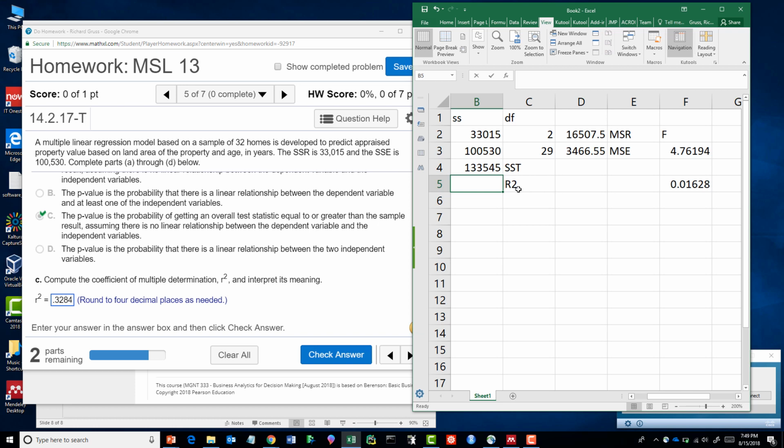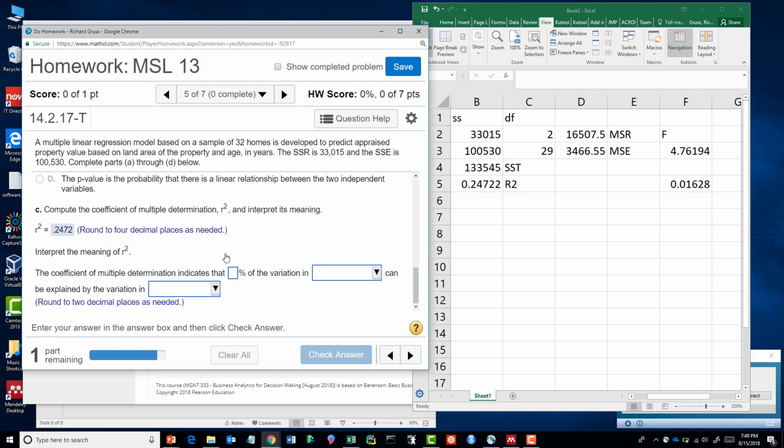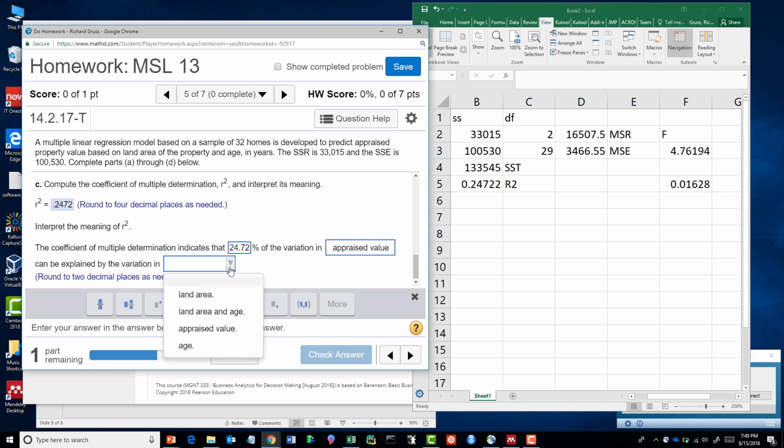So it's going to be equal to the sum of squares regression divided by total sum of squares. Okay, and so we need to round this to 4 decimal places, so 0.2472. Hopefully I did that right. Now, the meaning of this R squared: this is set up so that this percentage here keeps the same number of decimal places. So this indicates that 24.72%, right, of the variation in the appraised value, which is our dependent variable, can be explained by the variation in both of our variables, right? So land area and age.